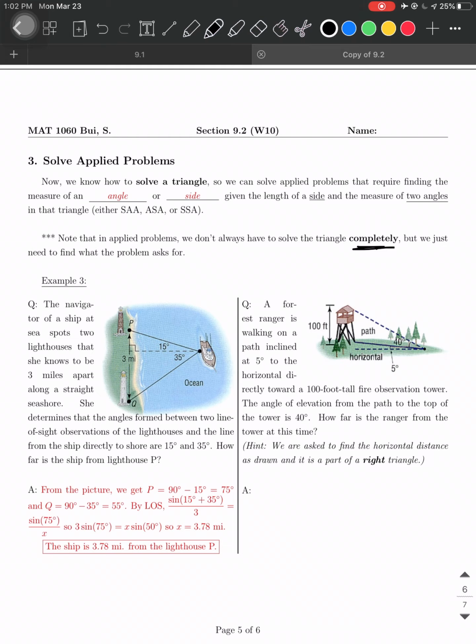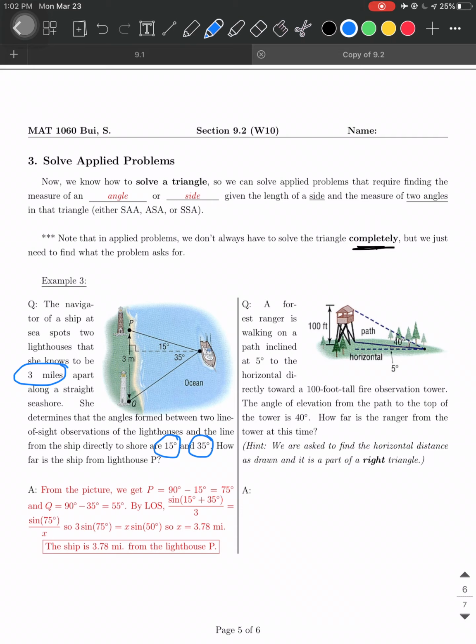So for example, let's do our first example on the left hand side. The navigator of a ship at sea spots 2 lighthouses that she knows. Let's read it silently. Out of habit, I usually circle the data that I have from the problem to make sure I use them up, because at this level, if you miss out on data, it's not tricky. It means that you're missing a step or something. So make sure you use up all the data in here.